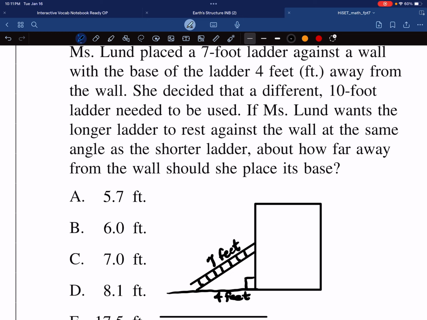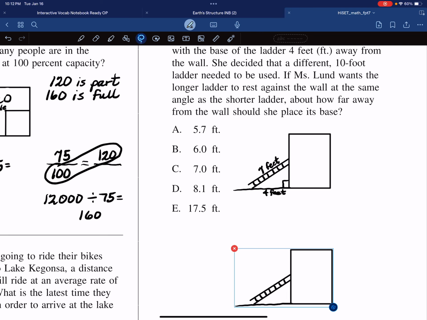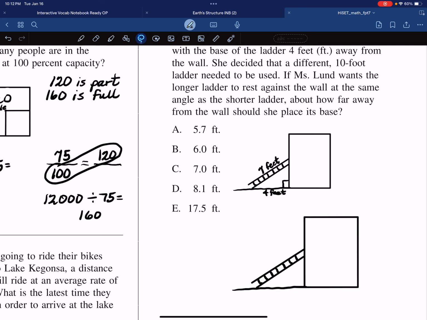She decided that a different 10-foot ladder needed to be used. So we're not concerned about this distance as I would be with Pythagorean theorem. That's not the question. The question is, if the ladder is 10 feet, if Mrs. Lund wants the longer ladder to rest against the wall at the same angle as the shorter ladder, about how far away from the wall should she place its base?